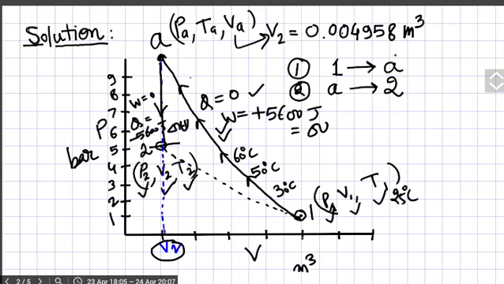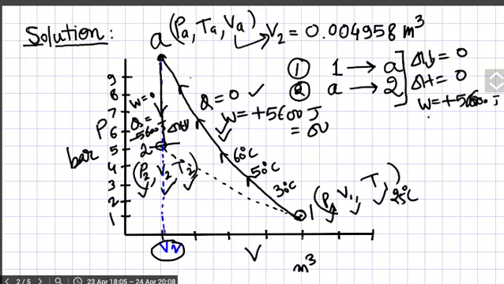And for the overall process, in a numerical you need to calculate the whole numerical value from 1 to 2, because that is the whole path. So here delta U will be 0 because plus and minus cancel, and delta H will be 0 here, and W will be plus 5600 joule, and Q will be minus 5600 joule.